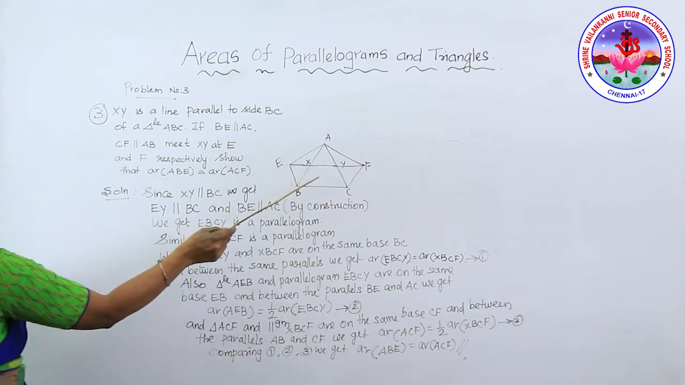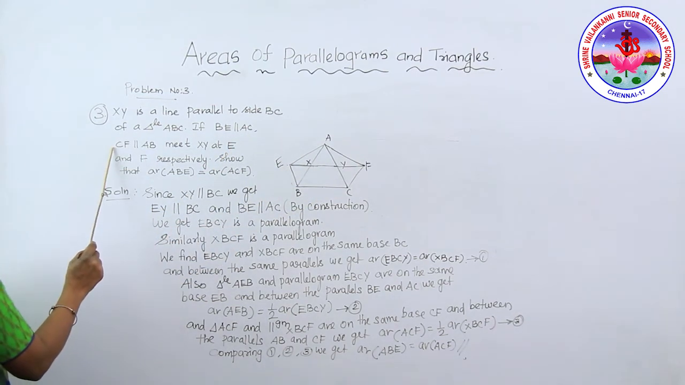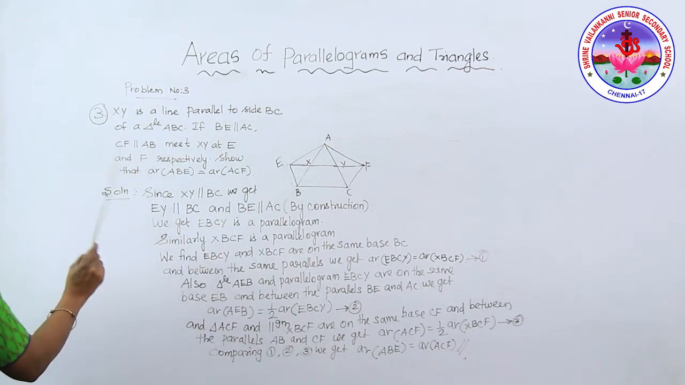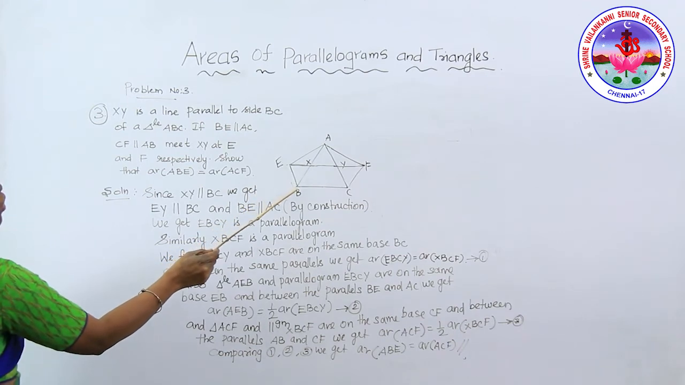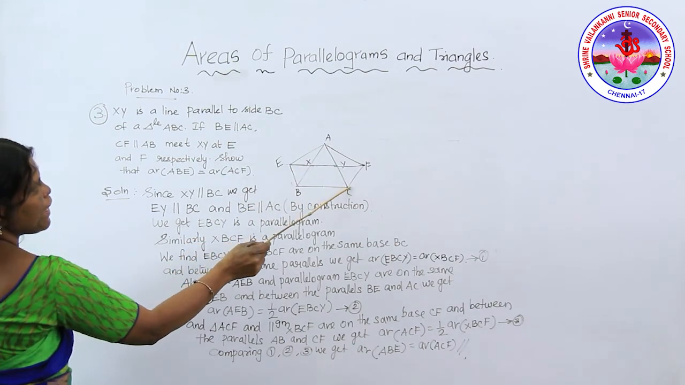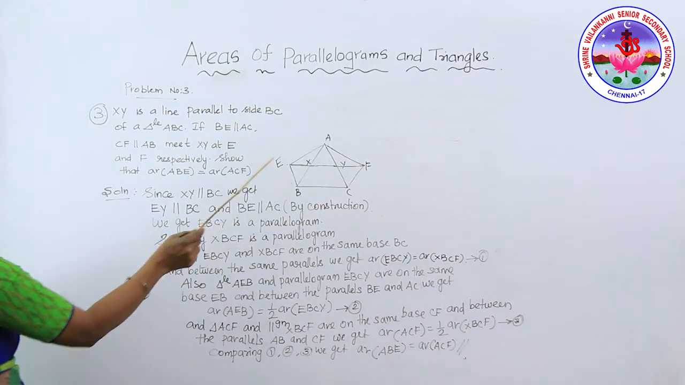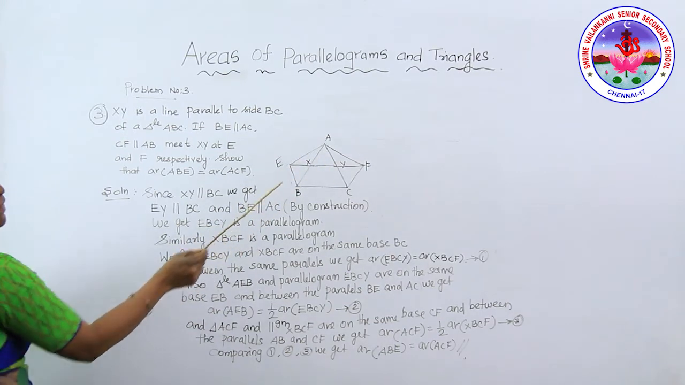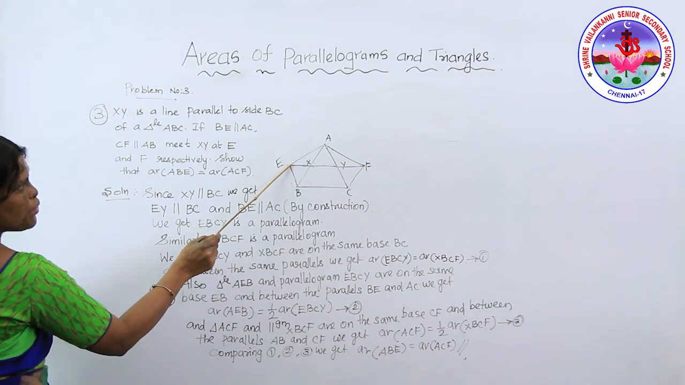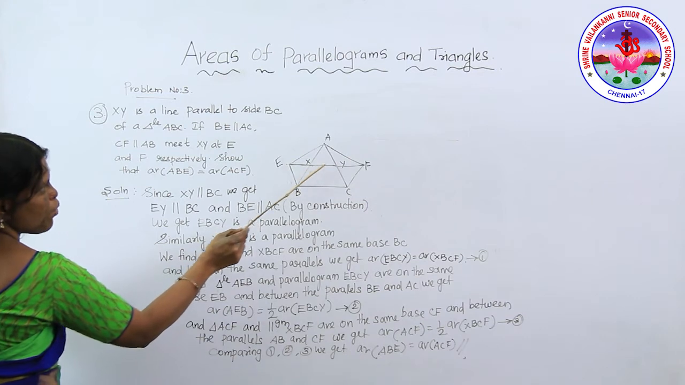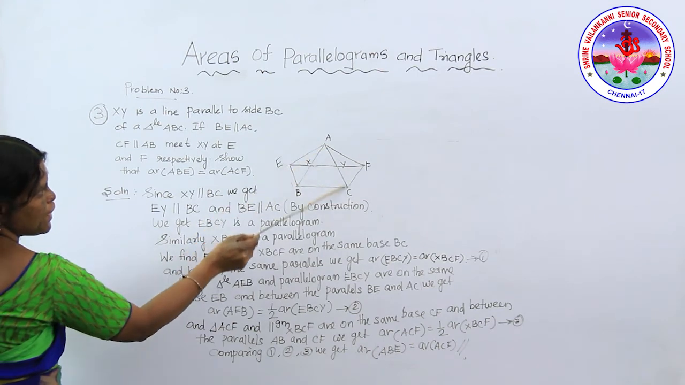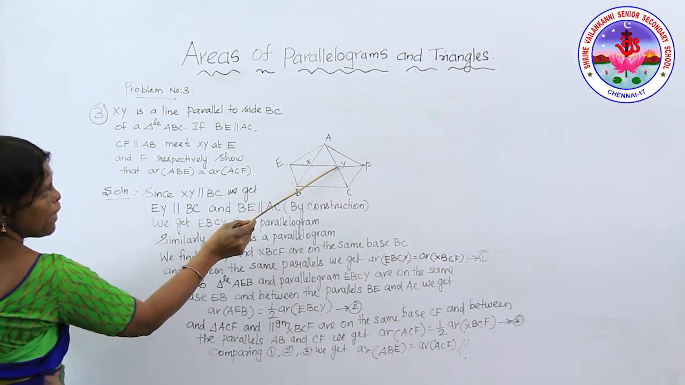BE is parallel to AC. CF parallel to AB. So it means joining BE and CF. We need to show that area of the triangle ABE, this triangle, is equivalent to area of the triangle ACF. Now before proving those two areas of the triangle, let me see that XY is given as parallel to BC. So if X is extended to E, I can say that EY will also be parallel to BC, and it is given in the problem BE is parallel to AC. So I can say that BE is also parallel to CY.